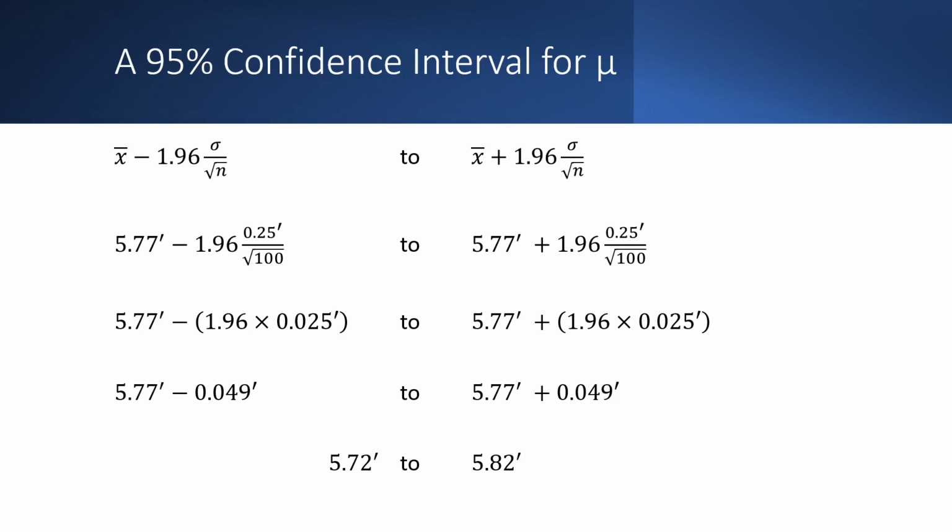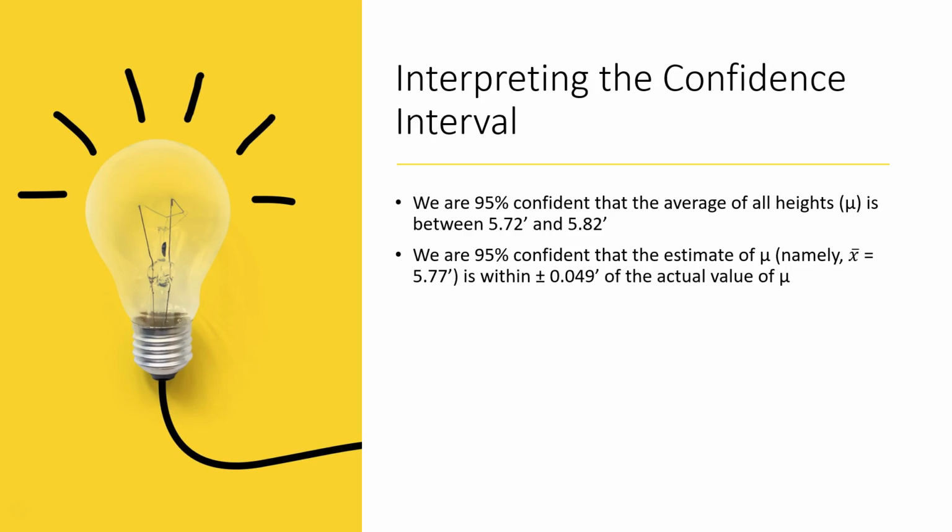And so this slide is just showing you how you take those values, plug them in, and then work it out to get to that final confidence interval. So here we are 95% confident that the average of all heights, or our population mean, is going to be between 5.72 feet and 5.82 feet.